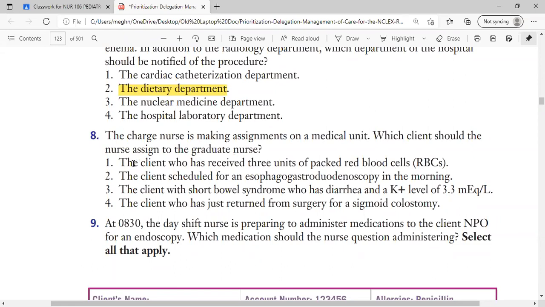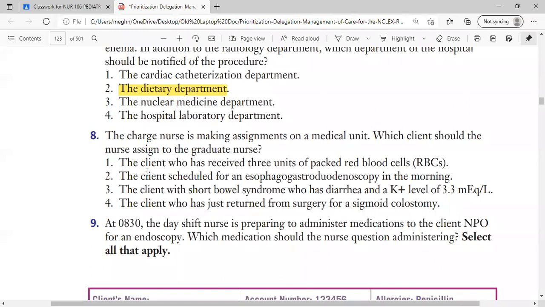Number 1, the client who has received 3 units of packed red blood cells. Number 2, the client scheduled for an esophagogastroduodenoscopy in the morning. Number 3, the client with short bowel syndrome who has diarrhea and a potassium level of 3.3 milliequivalents per liter. And number 4, the client who has just returned from surgery for a sigmoid colon.